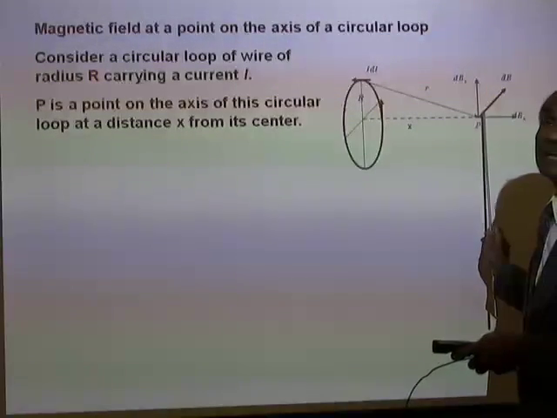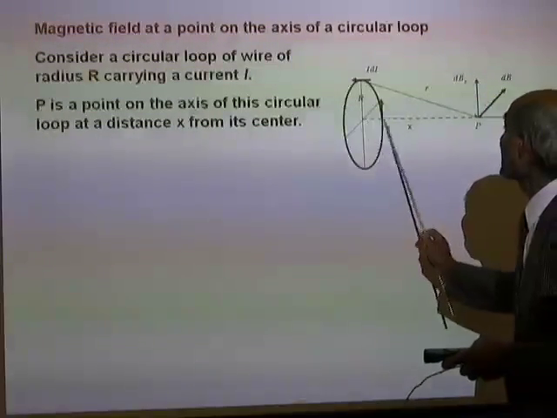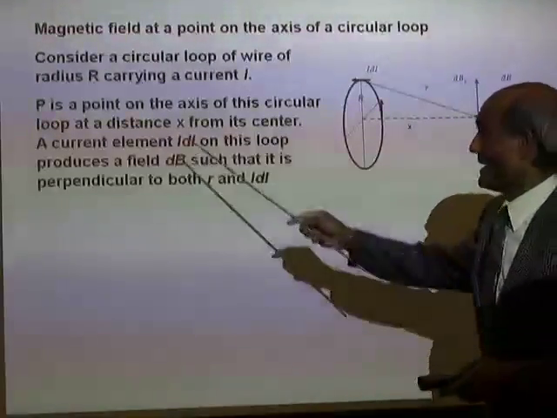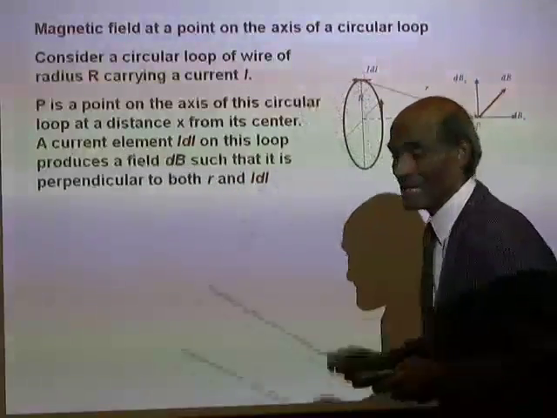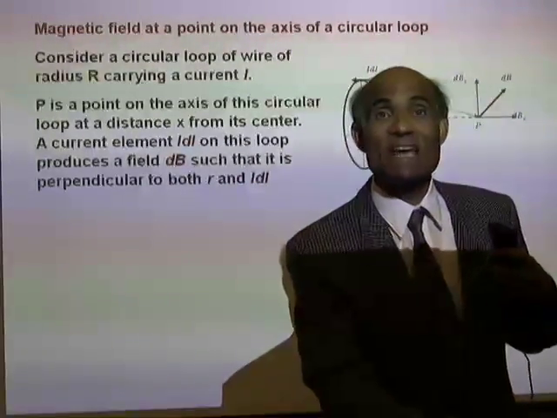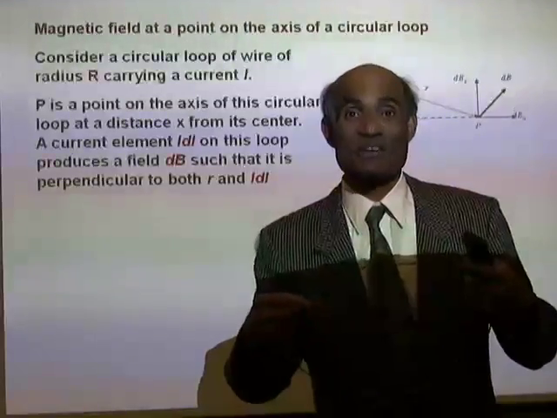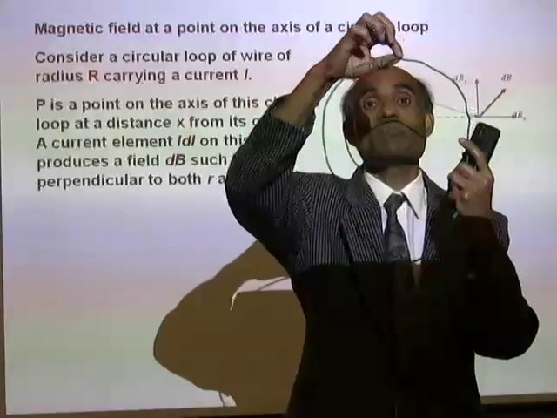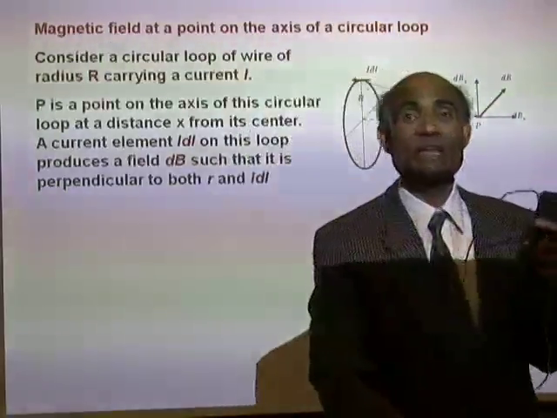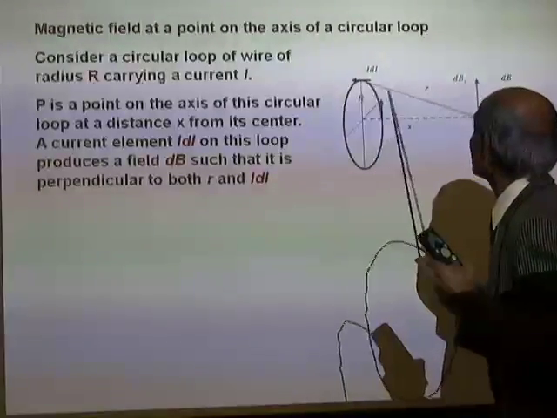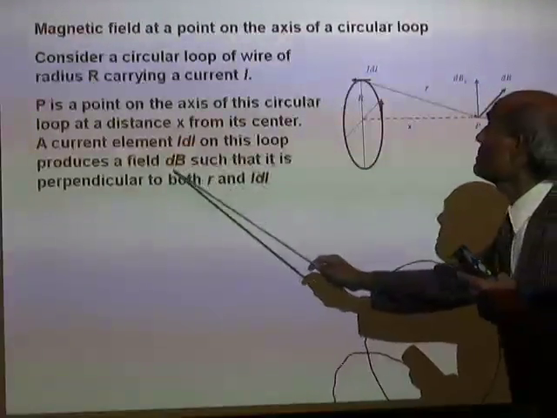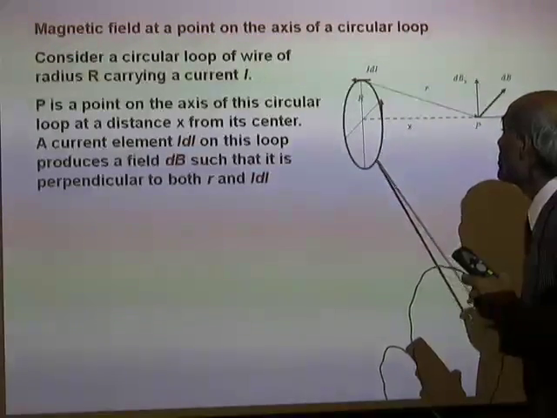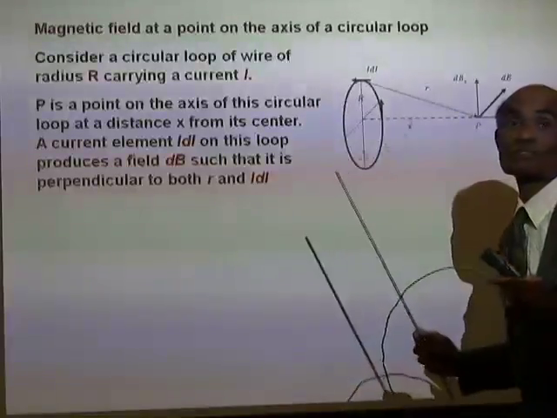Let's take a point P on that axis, which is at a distance x from the center of that loop. Now, we will take a current element IDL. Our aim is to use the Biot-Savart law. Now, do you remember that law? We take a current element, say IDL, over here, and obtain the magnetic field dB at P. Then we will integrate that dB over the entire length of the circular loop.